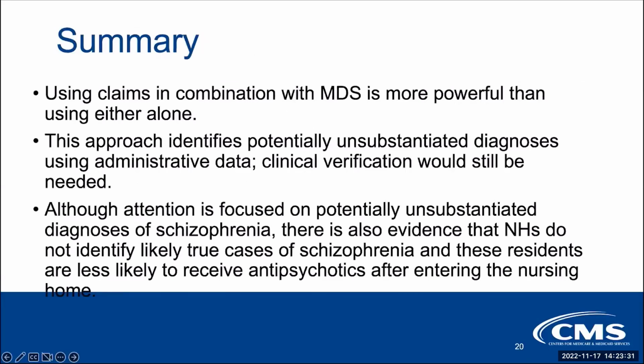So overall, we're at a state where we're making recommendations and looking further into the issue. One of the key pieces here is that using claims in combination with MDS is more powerful than using either alone. We're using CMS data in-house. We did a lot of the analysis work, a lot of the heavy lifting, and we used the partnership of our BFCC QIOs appropriately. This approach identifies potentially unsubstantiated diagnoses using administrative data.